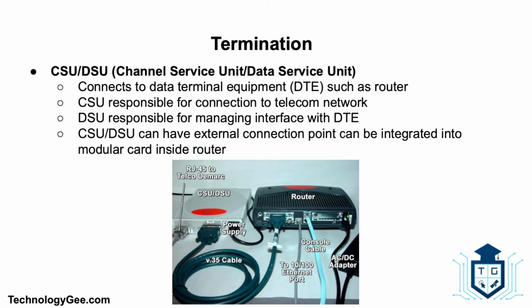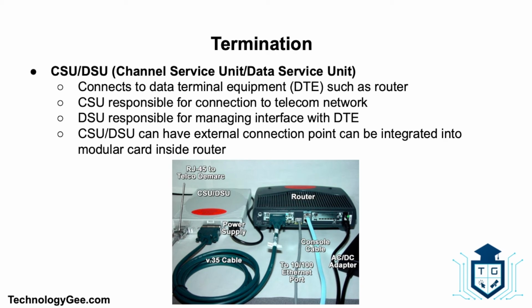Next, we have the CSU, DSU, or the Channel Service Unit, Data Service Unit. So a CSU, DSU, this is a digital interface device used to connect data terminal equipment, such as a router, to a digital circuit, such as a T1 line. The CSU, DSU implements two different functions. The Channel Service Unit is responsible for the connection to the telecommunication network, while the Data Service Unit is responsible for managing the interface with the data terminal equipment.